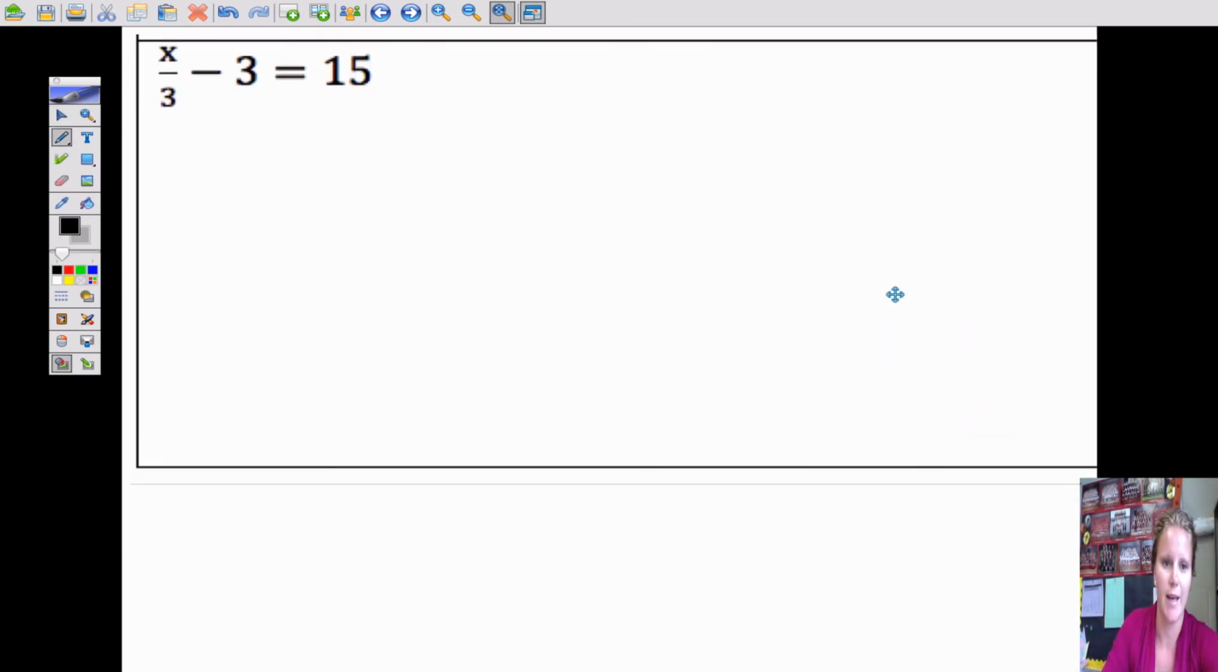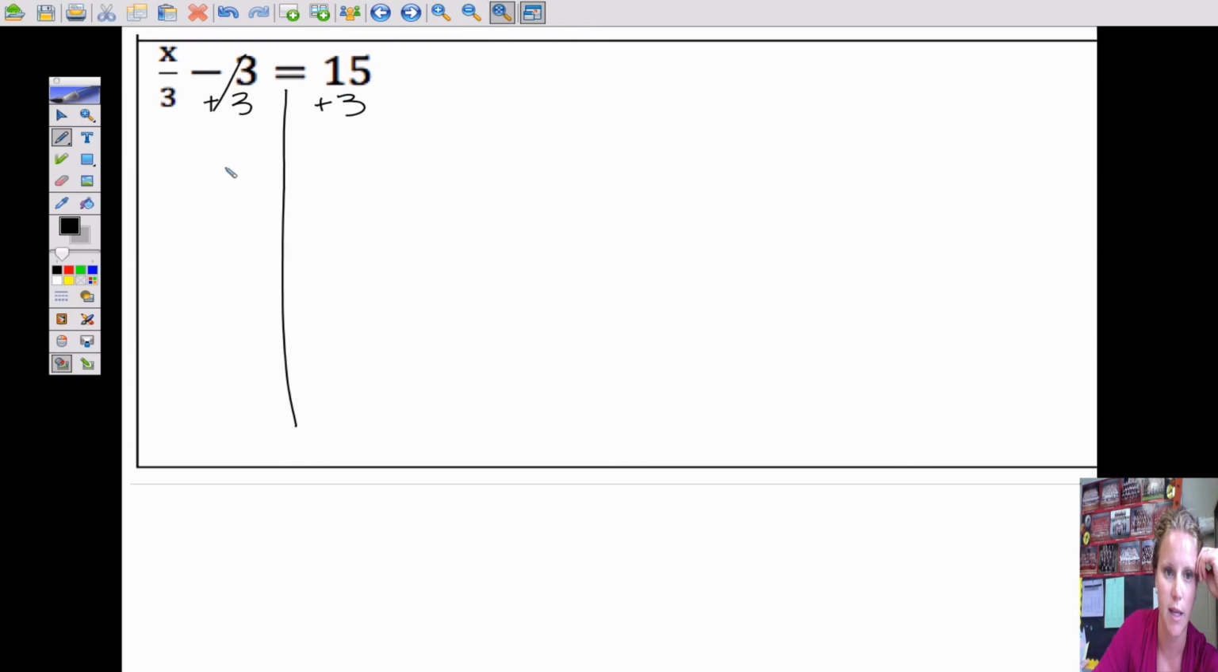Here we have a case where we have a coefficient that's a fraction. So it's going to look very similar. I'm going to draw my line down. I don't need to have parentheses. I don't need to combine like terms. I don't need to get x on one side. So I'm going to go straight to getting rid of my constant. So I'm going to add 3.